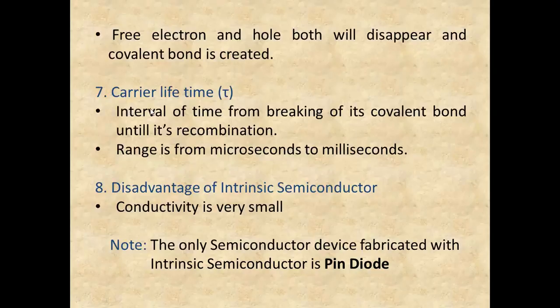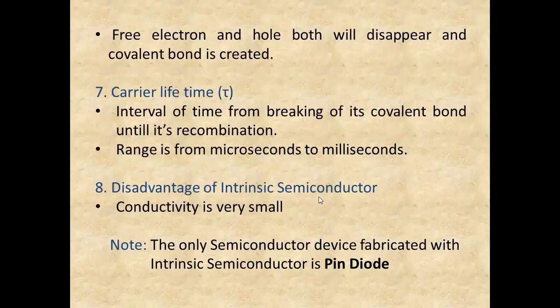It's an interval of time from breaking of covalent bond until its recombination. The entire time taken from the breaking of the covalent bond until it comes back for recombination, the whole time, is known as carrier lifetime. This carrier lifetime, remember, is also known as average lifetime, and the range is from microseconds to milliseconds.